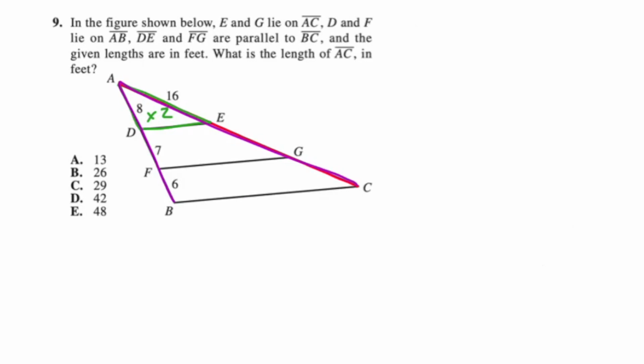I care about this big triangle from A to B, and from A to C. So from A to B, if we add 8 plus 7, that's 15, plus 6, that's 21. So this whole line segment on the left is 21. If we multiply that by 2, that will give me the whole line segment from A to C. 21 times 2 is 42, so the answer is D. And the ACT categorizes this under, of course, geometry.